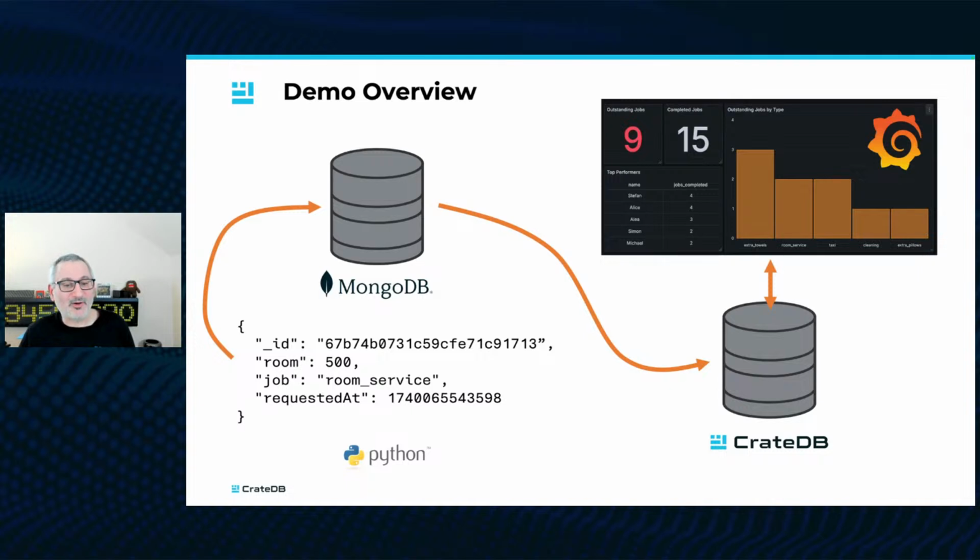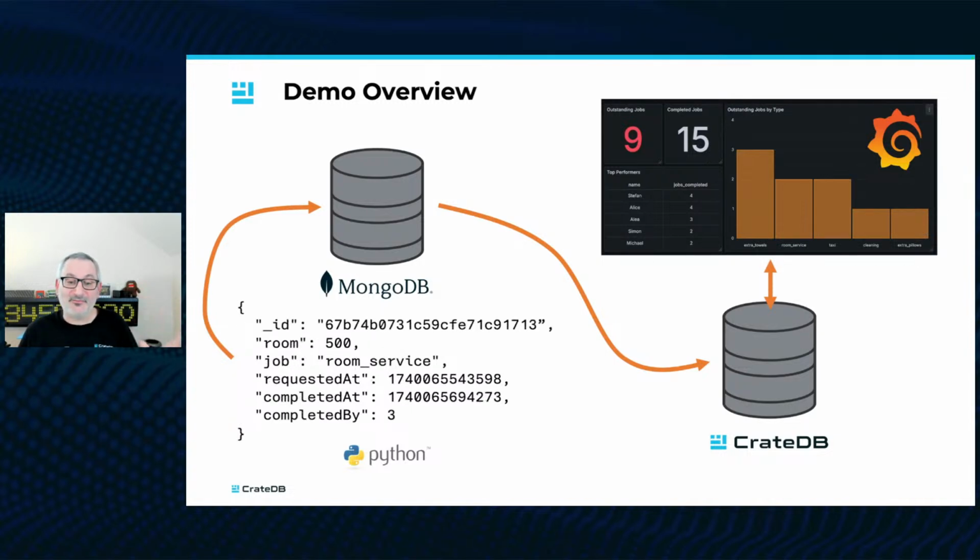Then we have a little bit more Python. What's that going to do? Well, if you look at that job down the bottom left there, it's going to update that periodically with a couple more fields. So it's going to say who completed the job. So a staff member, in this case, staff number 3 completed the job. And it's going to say when that was completed, so it's going to add another timestamp for that. Those changes will also be replicated down to CrateDB via CDC. And what you'll see then is that the data in CrateDB updates and the dashboard also updates.